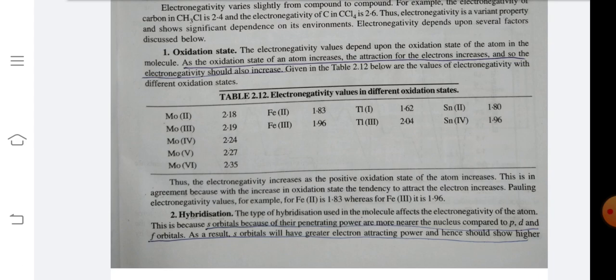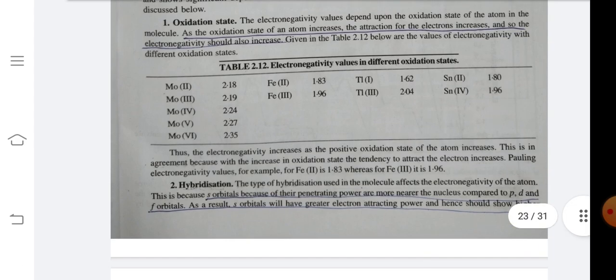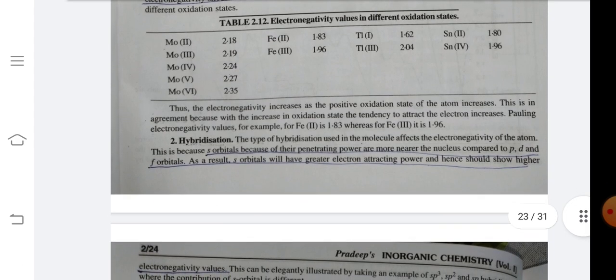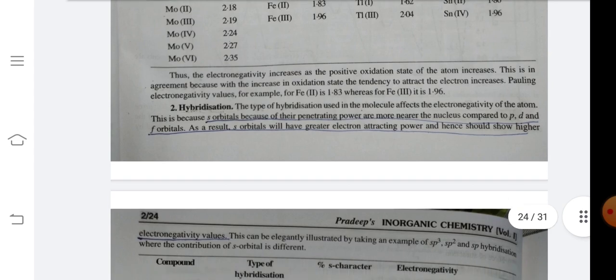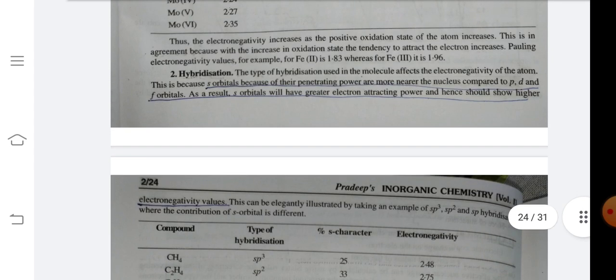Number 1, oxidation state. The electronegativity value depends upon the oxidation state of the atom. As the oxidation state of an atom increases, the attraction for the electron increases and so the electronegativity should also increase. Thus, the electronegativity increases as the positive oxidation state of the atom increases. This is in agreement because with the increase in oxidation state, the tendency to attract the electron increases. Pauling electronegativity values, for example, for Fe2+ is 1.83, whereas for Fe3+ it is 1.96.